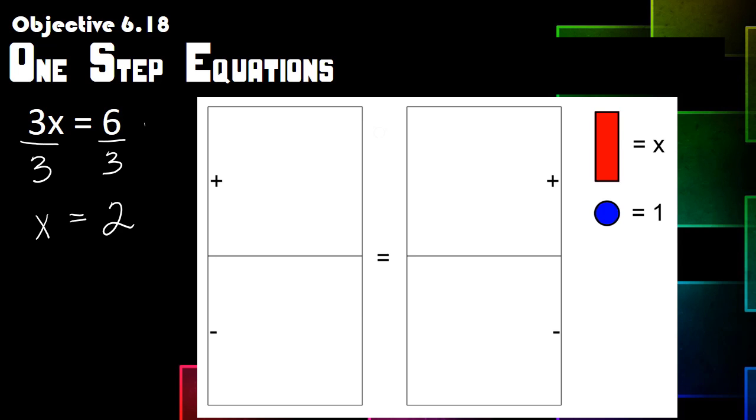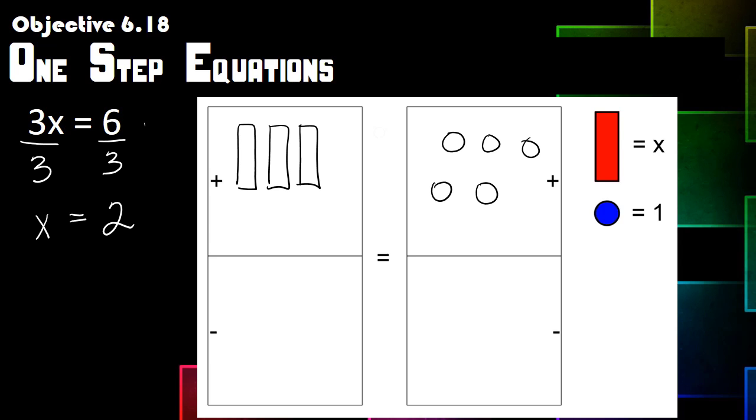So here's how we can show this using our model here. So we have 3x. So now we're going to draw out 3 rectangles. This is showing me that I have 3x on the left side. And on the right-hand side of the equation, I now have 1, 2, 3, 4, 5, 6. So now in order to show how we can get x by itself, we need to make some groupings here.